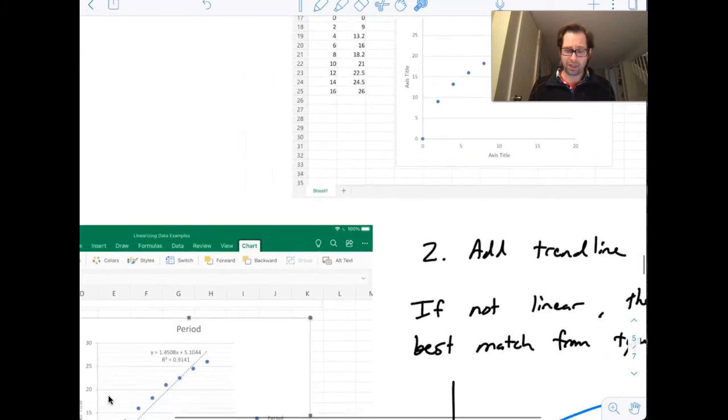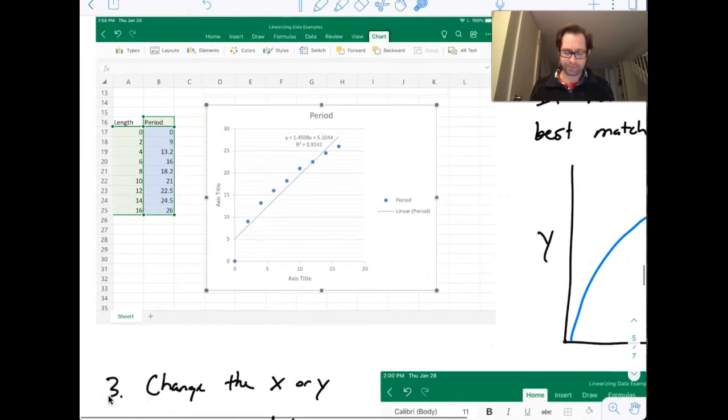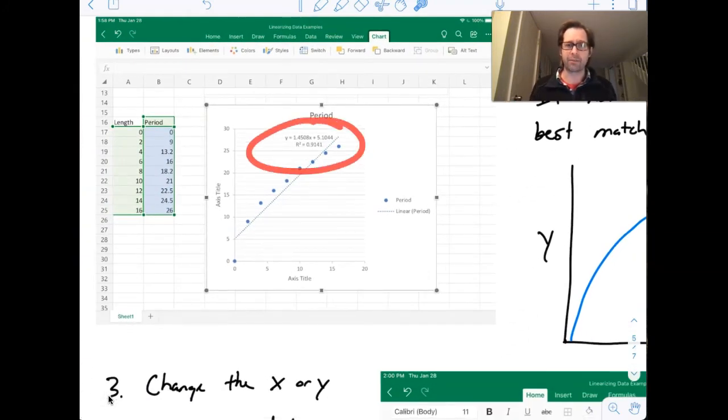I'm going to go to my trend line, and just like before, I'm going to add an equation and I'm going to look for a linear match. This R value is not very strong though. And it doesn't make sense really to have my intercept be at this point, because if my length is 0, that would mean my period is about 5. And that just physically doesn't make sense. So there might be a better match.